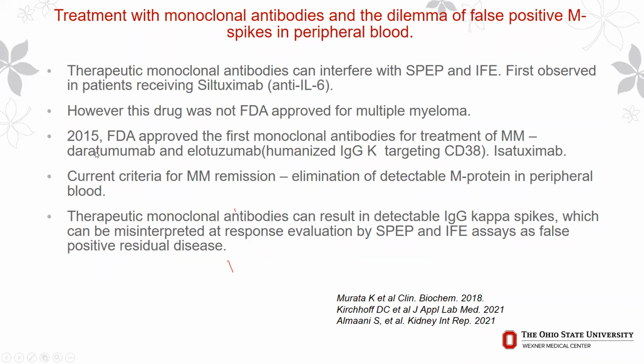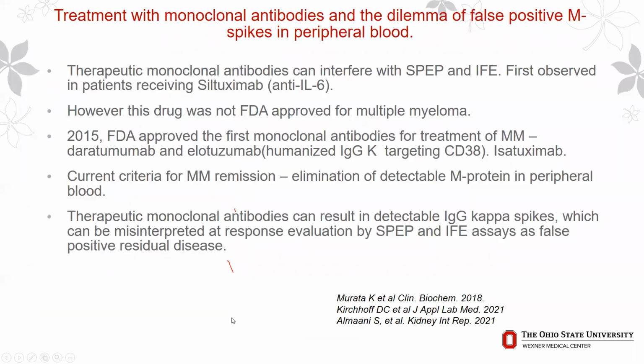But then in 2015, there were 2 new medications, daratumumab and elotuzumab, and even this third medication. They're all humanized monoclonal IgG kappa antibodies targeting the CD38 molecule on plasma cells. And these tend to hang around in the serum and get detected on our immunofixation assays, which is a problem because current criteria for multiple myeloma remission require you to demonstrate elimination of detectable M protein in the peripheral blood. But if these drugs show up, they can really cause a lot of anxiety, particularly if the original spike was also IgG kappa.